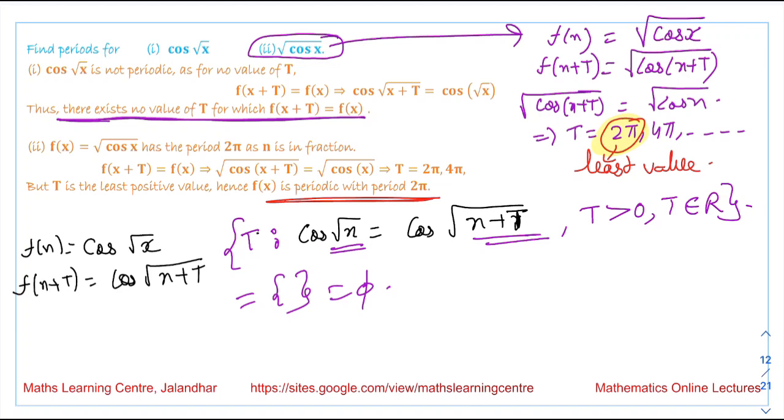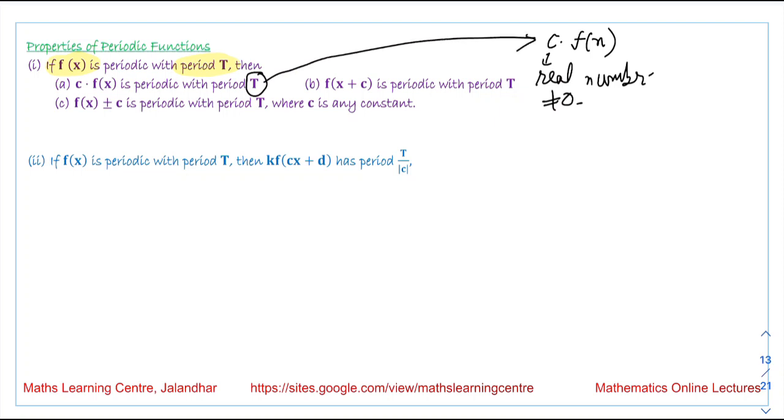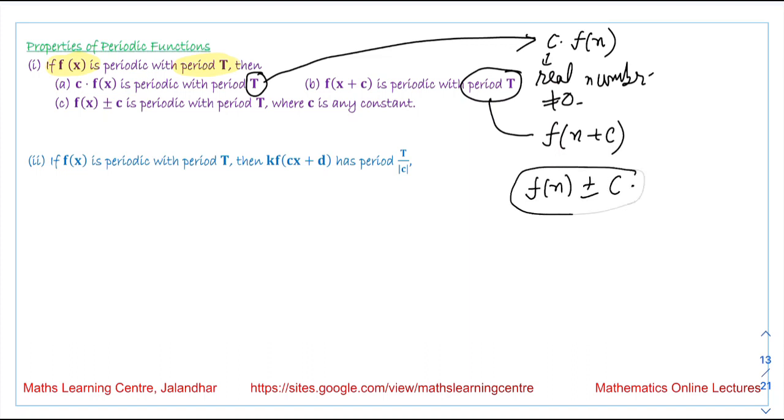Next we have properties of periodic functions. So first is, if f(x) is any function given to us and it is periodic with period t, then the first property is that if we multiply this function with any constant c, where c is any real number not equal to 0, then the period of this function is again t. If we are talking about the function f of x plus c, even then the period of this new function will remain t. If we are writing f of x plus minus c, in this case also the period will be equal to t.